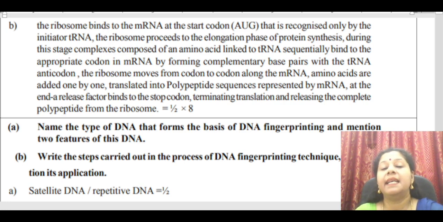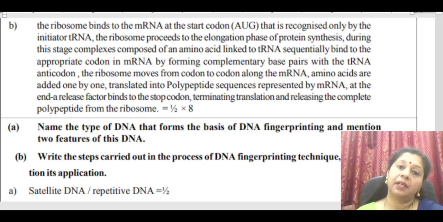At the end, a release factor binds to stop the process, because a stop codon is there, UAA, UGA or UAG, terminating translation and releasing the complete polypeptide from the ribosome. So initiation is when the mRNA encounters the smaller subunit of the ribosome. A larger one also comes and binds with it, and then the initiator tRNA comes and binds.